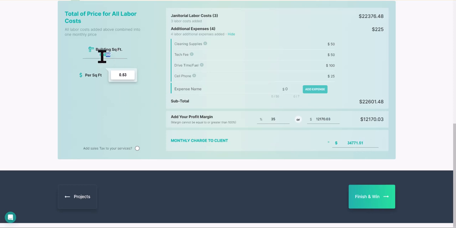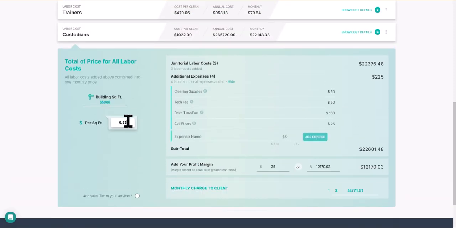Now, if you know the cleanable square footage, the software is going to tell you what you're charging per square foot. And what you can do here is enter the cleanable square footage. So let's say it's 65,800. You can put that in there. And the software tells you what you're charging per square foot. So 75,000. You see that changing there.